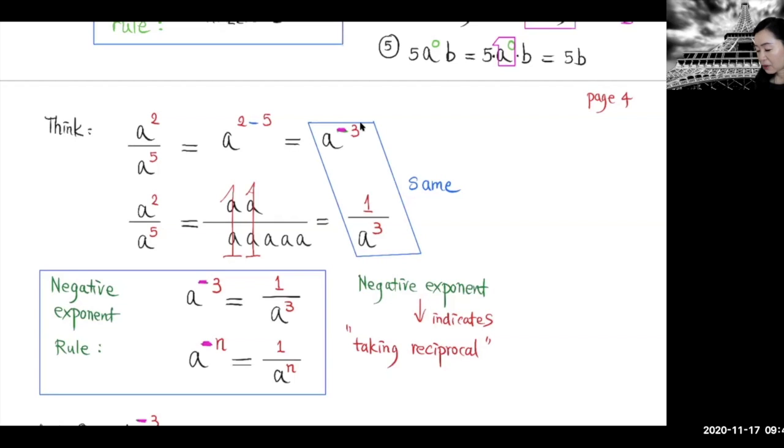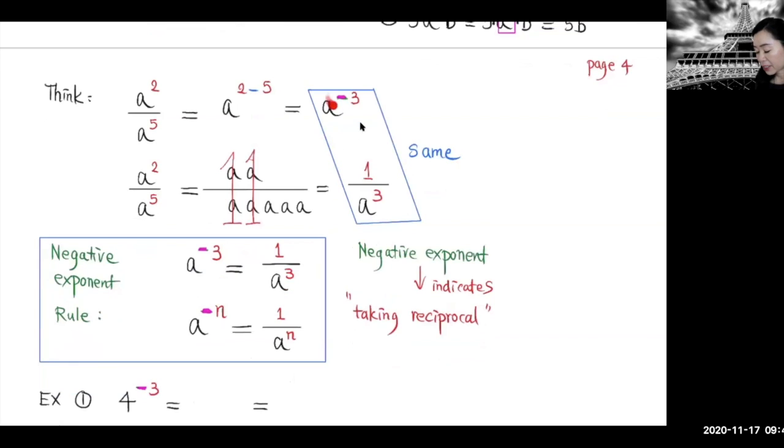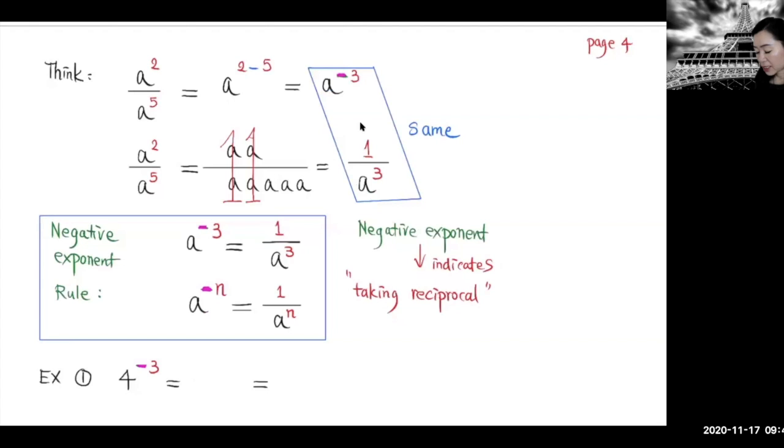So you see, this negative exponent actually indicates that you are taking the reciprocal of a to the positive 3rd exponent. When you see a negative exponent, you take the reciprocal, put 1 over, and change the exponent to positive. So you put a to the positive 3rd power down here. That indicates you're taking the reciprocal.